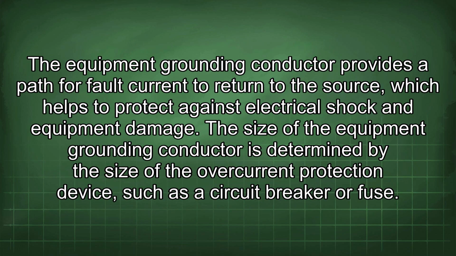The equipment-grounding conductor provides a path for fault current to return to the source, which helps to protect against electrical shock and equipment damage. The size of the equipment grounding conductor is determined by the size of the overcurrent protection device, such as a circuit breaker or fuse.